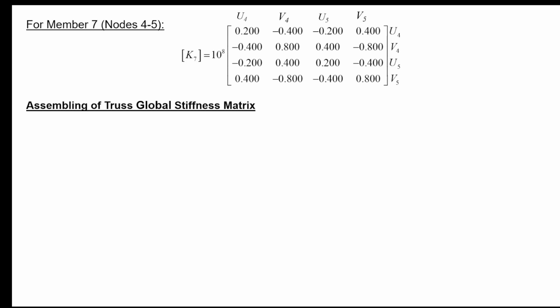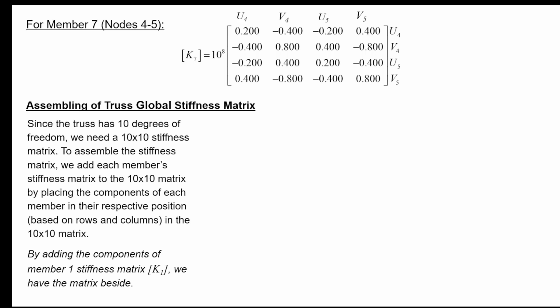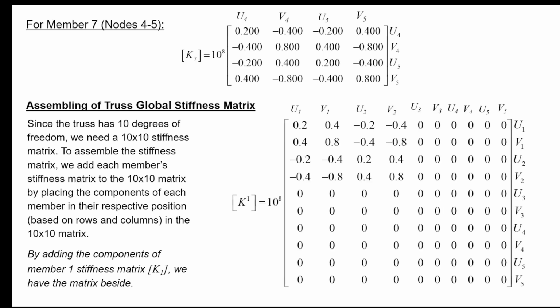The next thing is to assemble these stiffness matrices to obtain the global stiffness matrix for the whole truss. Since the degree of freedom for this truss is 10, the global stiffness matrix for this truss system will be a 10 by 10 matrix. What we are going to do is combine the stiffness matrices of these 7 members to form that 10 by 10 matrix. So this is how we do it.